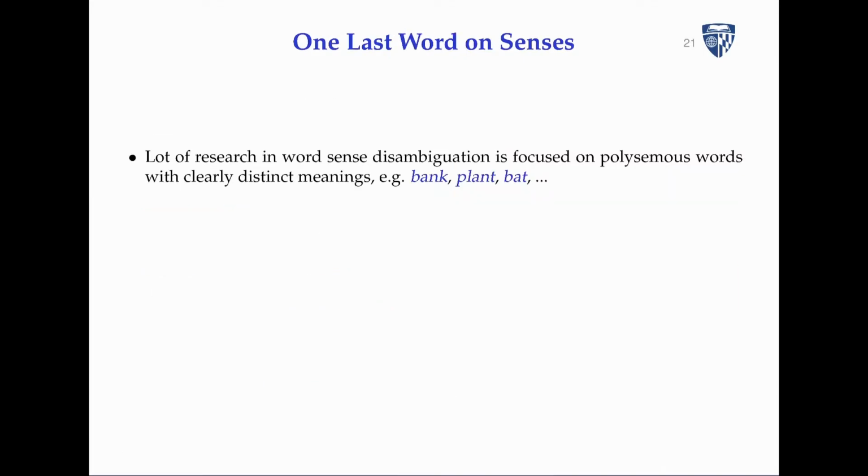So one last word on senses. A lot of research in word sense disambiguation is focused on polysemous words that have very clear, distinct meanings, like bank, plant, bet. It's a popular research topic. I have worked on that too as one of my first things in grad school. You do really deep stuff with the machine, word senses, meaning, and it's a challenging problem.